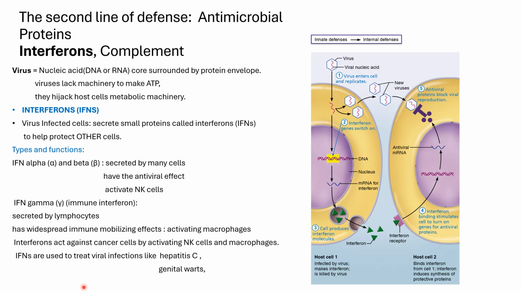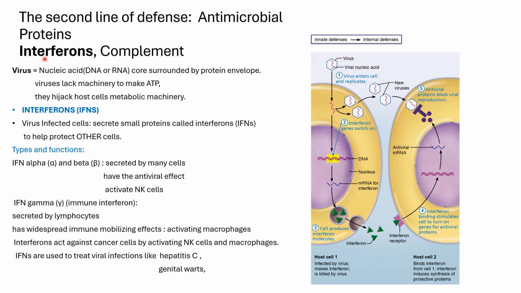So we are doing innate immunity, and we have already discussed the phagocytes, the natural killer cells, and the inflammation. Now we have certain proteins which are involved in innate immunity. They are antimicrobial proteins. It means that they can kill the microbes. They are interferons and complement.